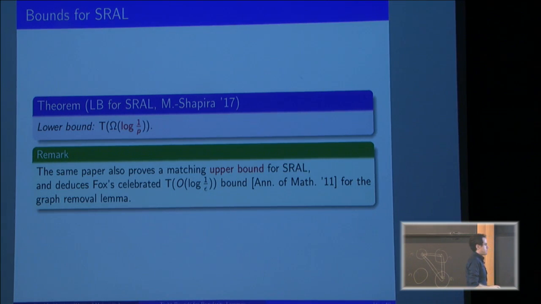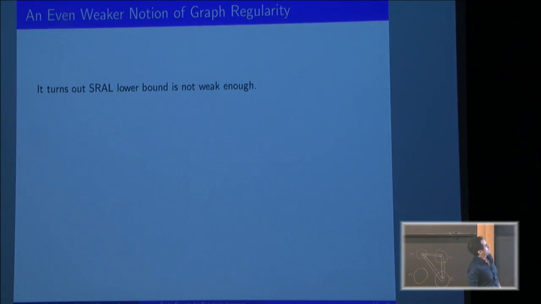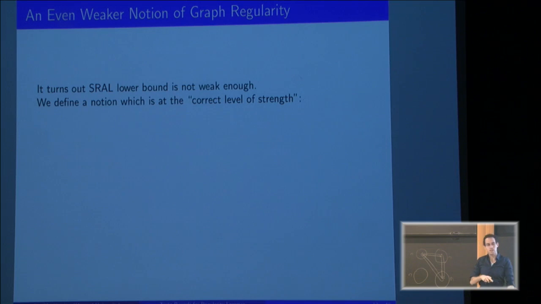Okay. So, back to talking about lower bounds. We said that it's enough for the upper bound to iterate SRL, so why not prove SRL lower bounds and this would break the barrier, just like we did. Turns out it's not enough. So we define an even weaker notion of regularity which is, we believe, at the correct level of strength. Weaker, but not too weak.